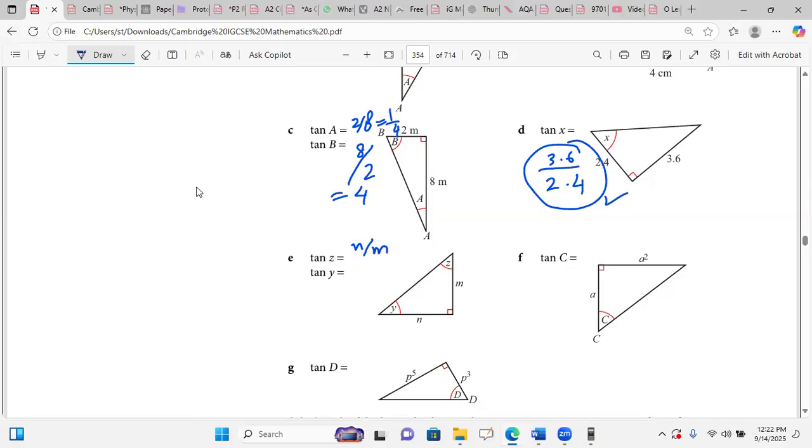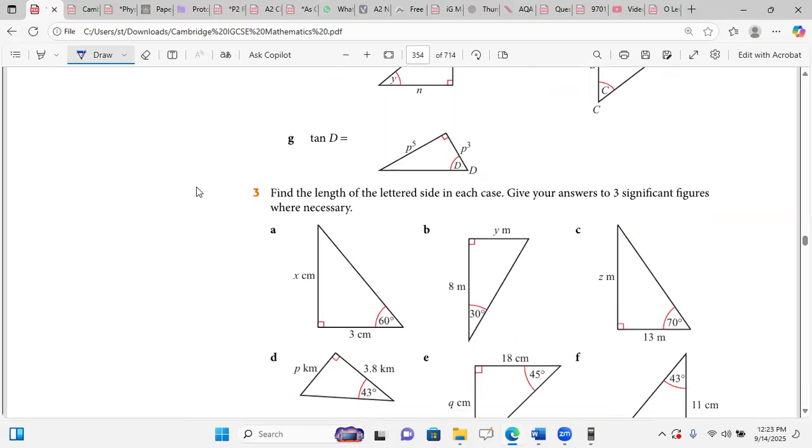And in case of y, m is opposite, n is adjacent, then it will be m over n. From here, tan c: opposite is a square over a, both one is cancelled, that will equal to a. Opposite over adjacent. So tan is being manipulated for all of these ratios. Then now he is saying tan d. Tan d means opposite is p5 over p3. You will get p square for this one.